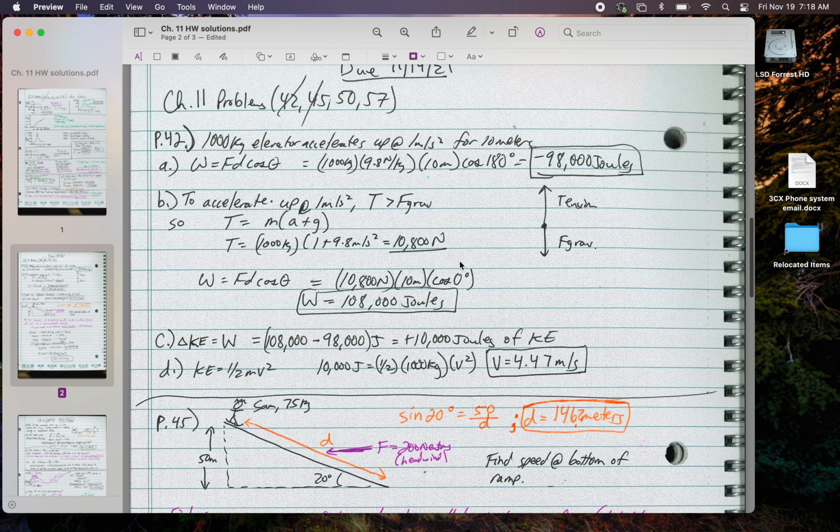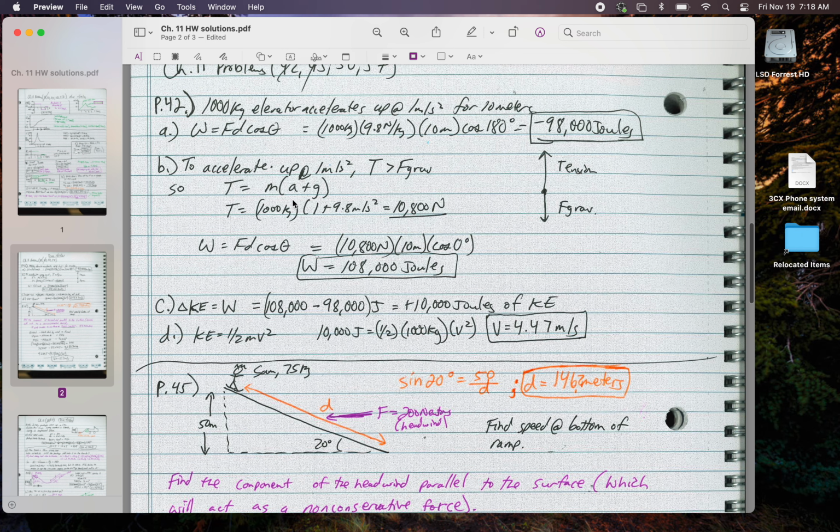This, you need to think about how to accelerate upward at 1 meter per second squared. So that's going to be tension. It's going to equal mass times the acceleration plus gravity, because we need enough tension to accelerate upward.